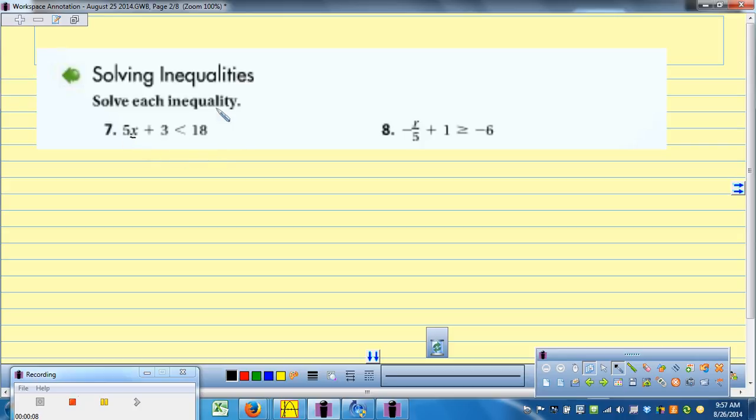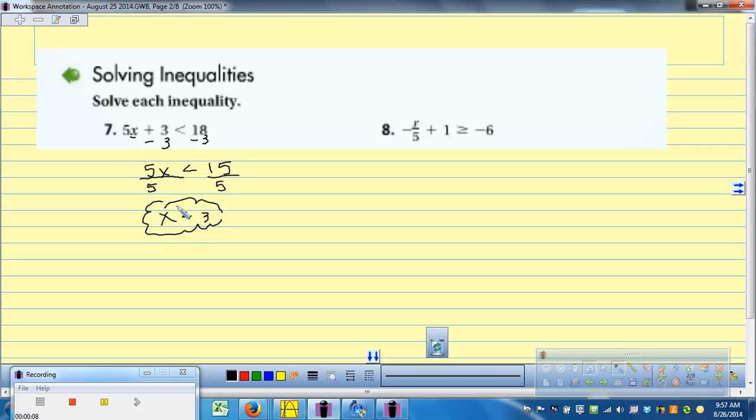So how do I get x by itself? Treat it just like an equation. Very nice. Subtract 3. And now I have 5x is less than what? 15. And then we can divide, yeah. Divide by 5. And we get x is less than 3. Good. There's that one. So there was nothing different from the equation in that one. But there will be in this next one.